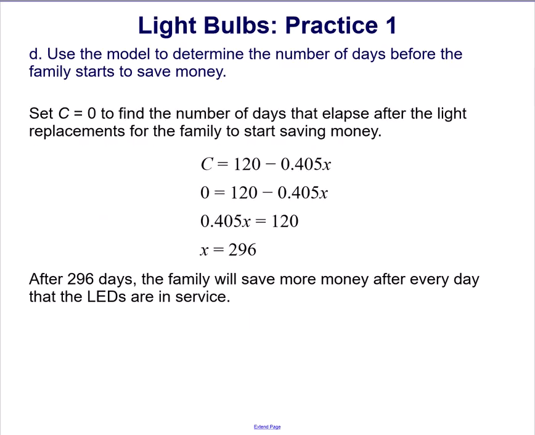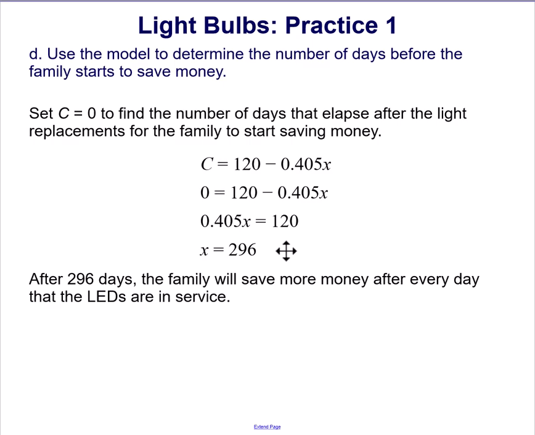Now we're going to move on to Part D. And Part D is asking us to use the model to determine the number of days before the family starts to save money. So here's our strategy. We're going to set C equal to 0, and find the number of days that elapsed after the light replacements for the family to start saving money. So I take my equation, here's my model, C is equal to 120 minus 0.405x. I set this equal to 0 and solve for x, and we find out that at 296 days, the cost is going to be 0.